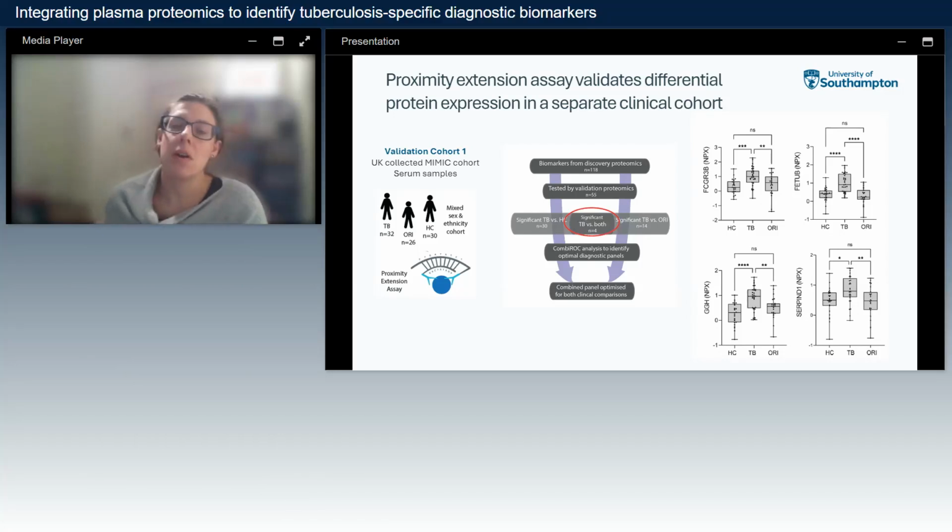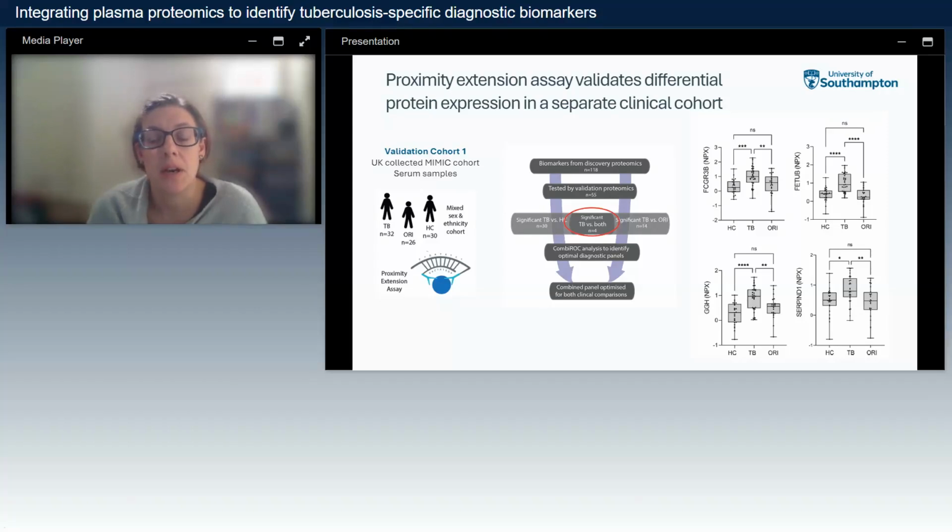So we then wanted to also validate these markers in a different patient cohort. So I had access to a UK collected diagnostic cohort called MIMIC. These are actually serum samples rather than plasma samples, of a mixed sex and mixed ethnic background, and we tested these markers, so these 55 of the 118, using these proteomic PEA panels in healthy control patients, TB patients, and also a really key comparator group of people with other respiratory tract infections.